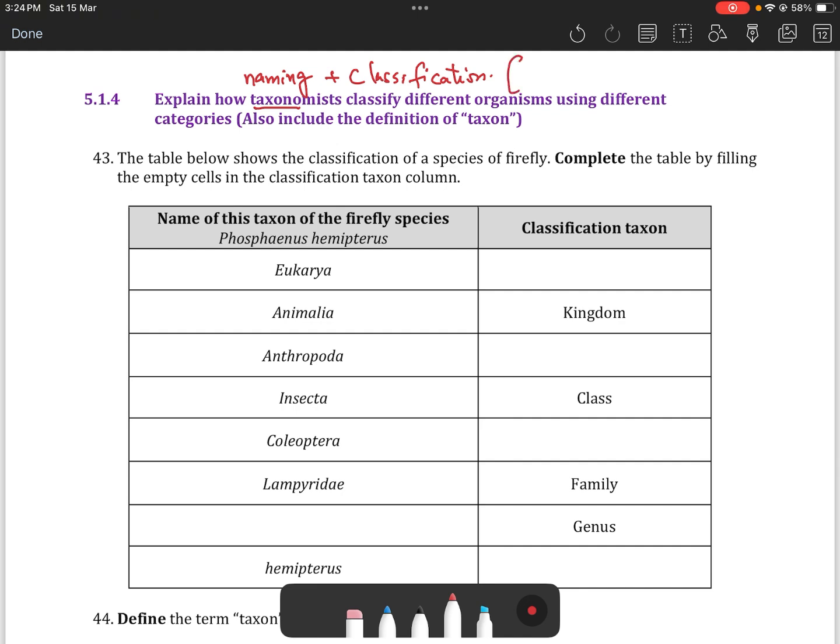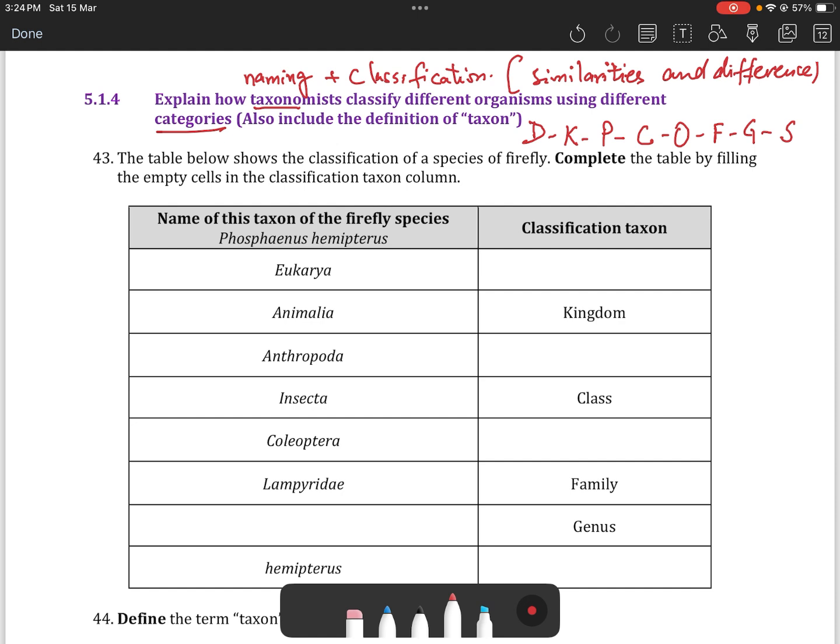This is basically done based on similarities. Always remember, classification starts with the similarities and differences. When they started to do this, they used different categories, and there were eight of them. They start with domain, then kingdom, then phylum, then class, order, family, genus, and species. So these are the eight.